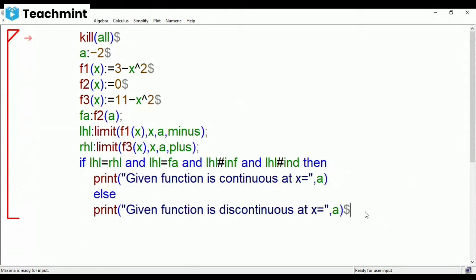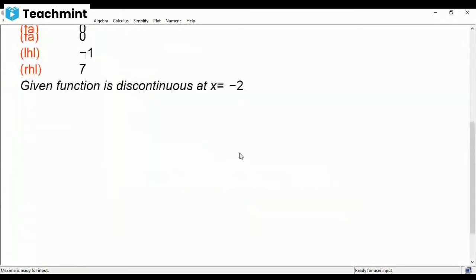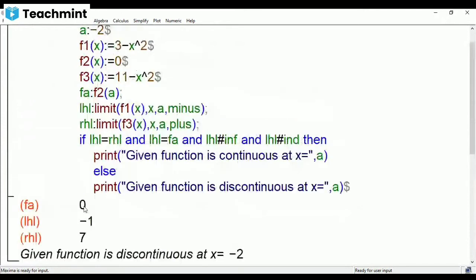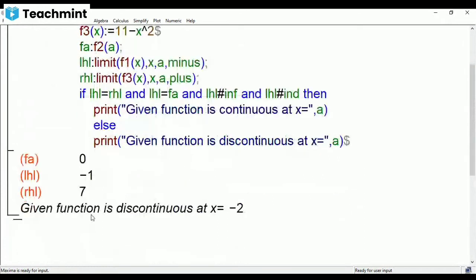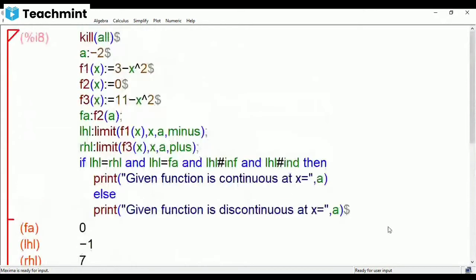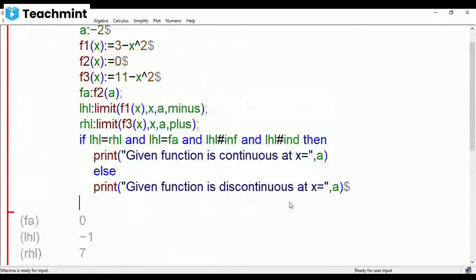Right? I'll execute this and I'll show it to you. This works. See, left hand limit. This is the value of the function, that is f of a. Left hand limit minus 1, right hand limit 7, and they are not equal. Therefore, the function is discontinuous. While writing the program, you have to write piecewise like this only. First, find whether it is continuous or discontinuous. Then, after writing this, you draw the graph.